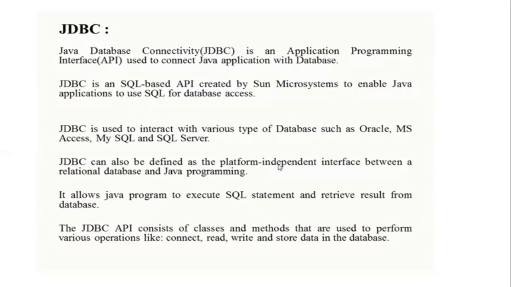We can read, write, update, delete, search, store, insert, connect. So these are various types of database operations. We will see afterward how these operations are performed on the database. But the JDBC API consists of all the classes and methods required for these operations.